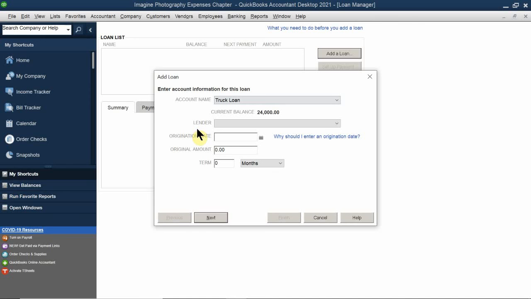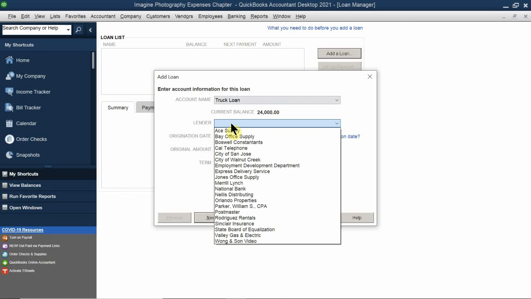All right, now, who is the lender? The lender is going to be National Bank, I believe. Let's see. My truck loan is from National Bank. So in this case, I'm just going to type in National, so N. Okay, it won't let me enter in National, so I'm just going to select it, National Bank.